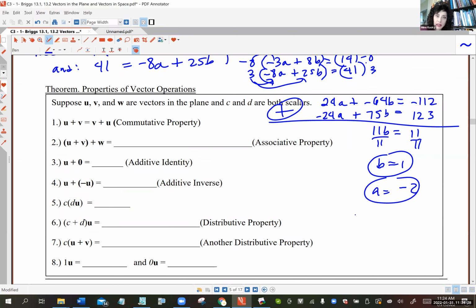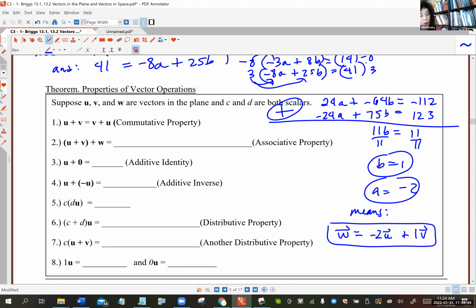What does that mean? It means that your W vector is able to be rewritten as the -2 times the first vector U plus 1 times the vector V. And that's known as a linear combination. We'll get more into that on Wednesday.